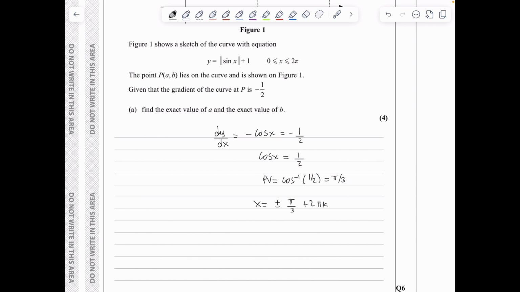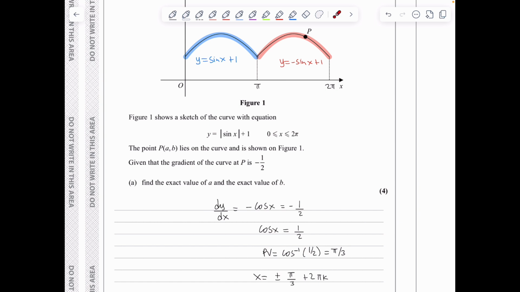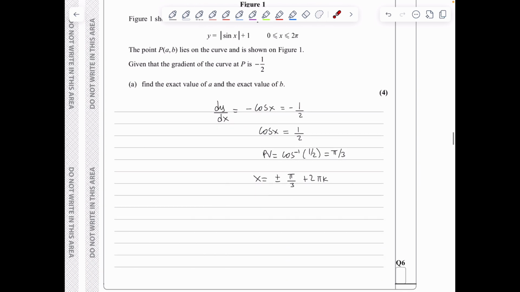Well, if you think about it, we are trying to find the solution which lies between pi and 2 pi. We can certainly see that the first solution that this equation will yield is x is pi over 3, which is not good, but the second solution is 5 pi over 3, which is actually the solution we are after, and therefore we conclude that the x coordinate is 5 pi over 3.